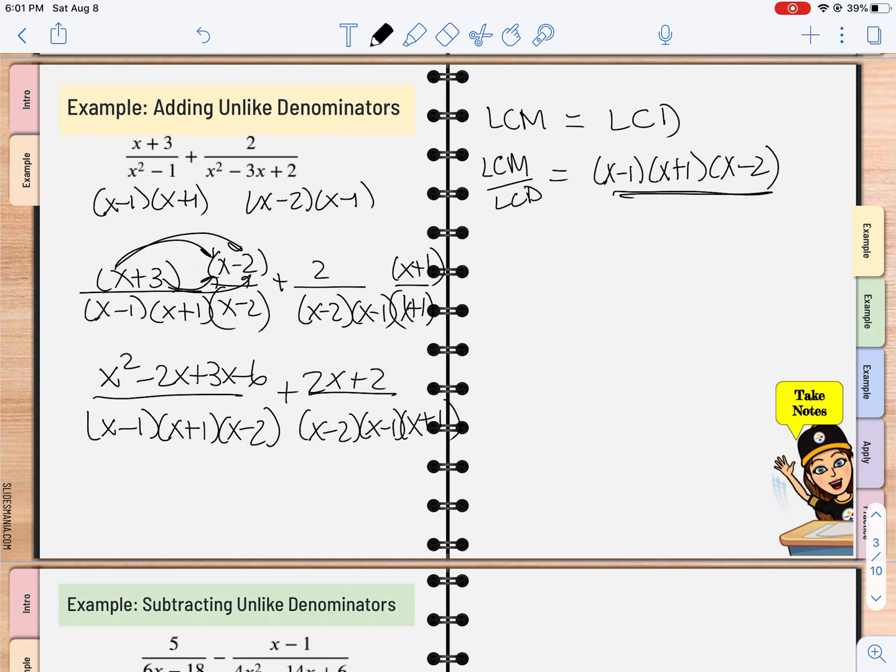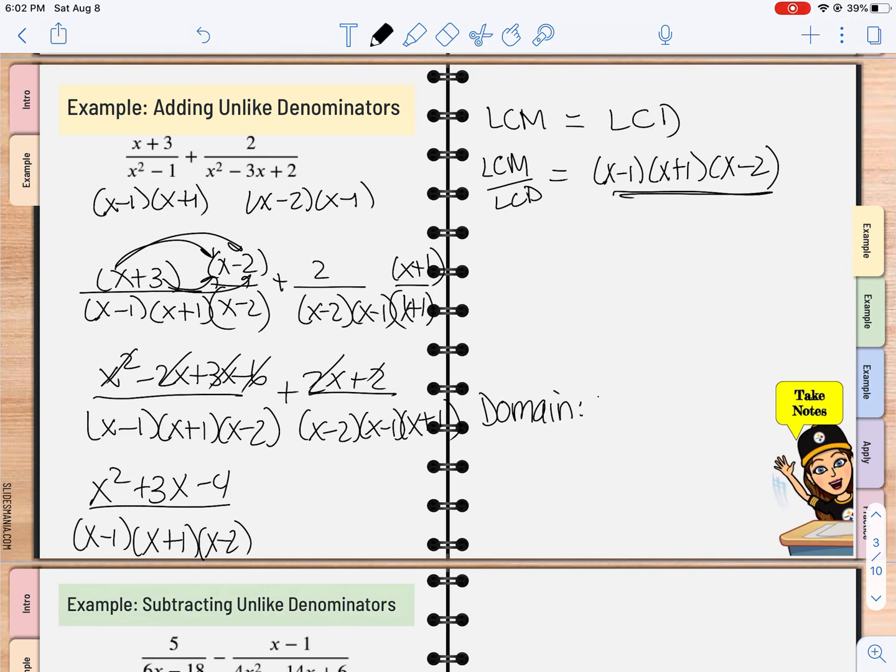And from here, I can combine all my like terms. So I got x squared, and I got negative 2x, positive 3x, and positive 2x. That's going to reduce to 3x. Negative 6 goes with positive 2, which is minus 4. Again, keep the denominator factored. You do not need to multiply that out. We should also consider our domain. Be mindful of that. In this case, x cannot equal 1, negative 1, or 2.